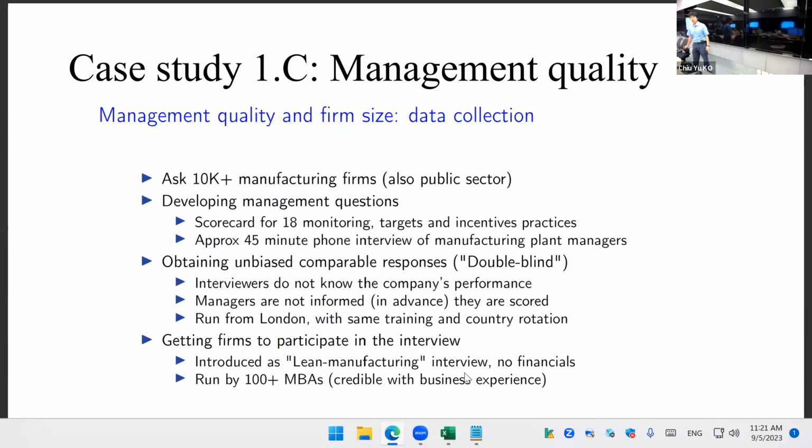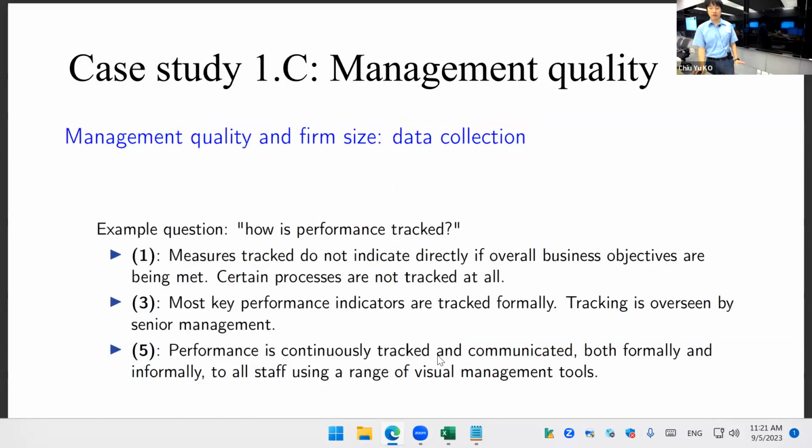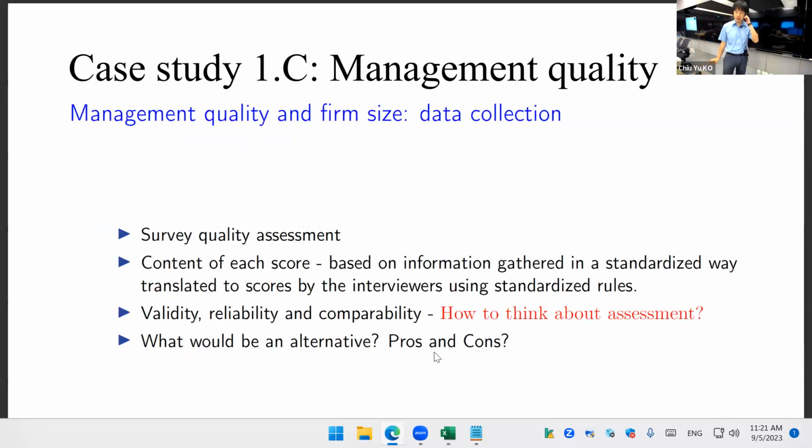Okay, so they spend a lot of effort to make sure the data they collect is of good quality. This example is a rather big survey over many years. I'm not going into detail because it's just to tell you the idea.